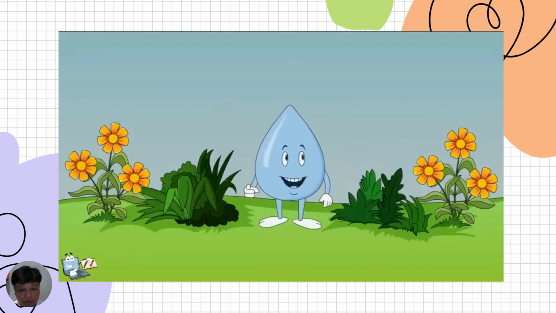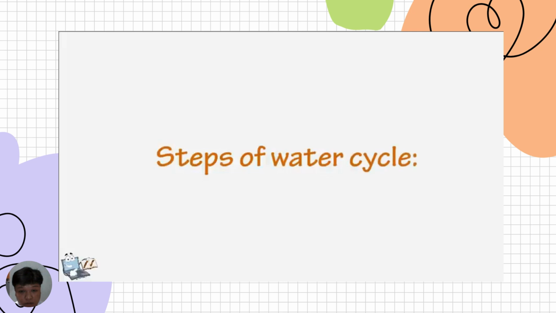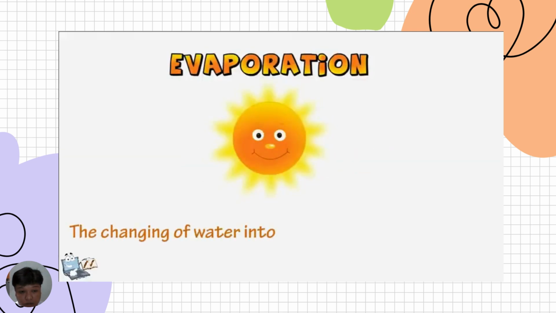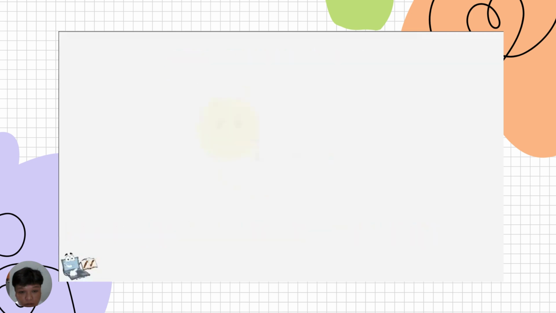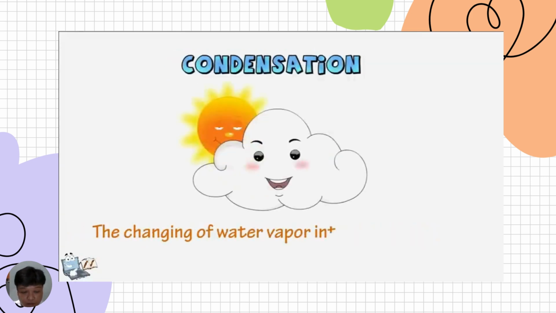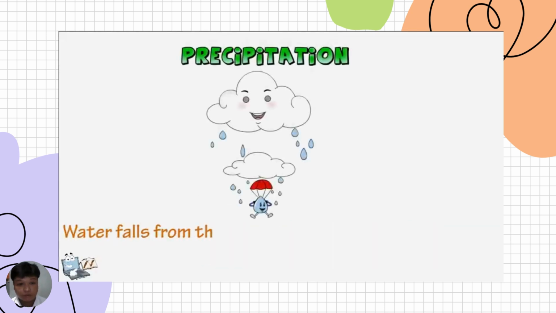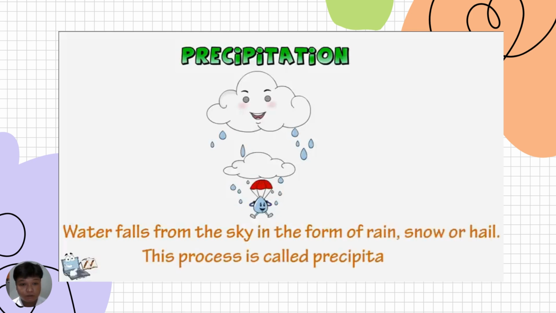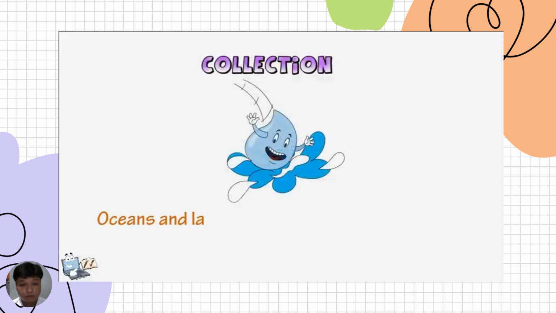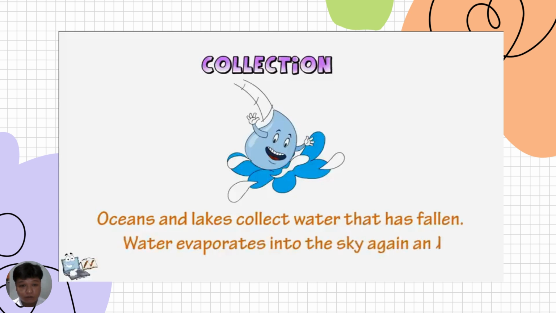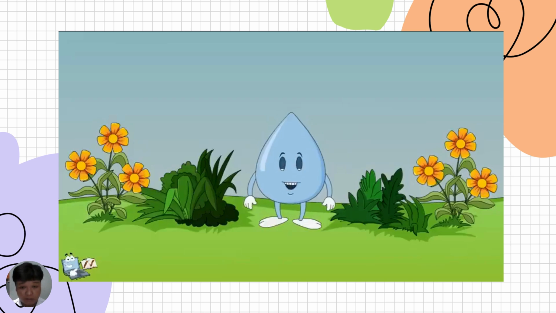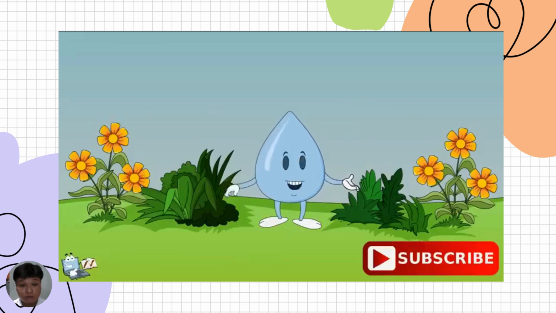So, now you know how raindrops form and fall. Let's summarize this. Steps of water cycle. Evaporation. The changing of water into a gas is called evaporation. Condensation. The changing of water vapor into water droplets is called condensation. Precipitation. Water falls from the sky in the form of rain, snow, or hail. This process is called precipitation. Collection. Oceans and lakes collect water that has fallen. Water evaporates into the sky again, and the cycle continues. Stay tuned by subscribing to us for more cool videos.